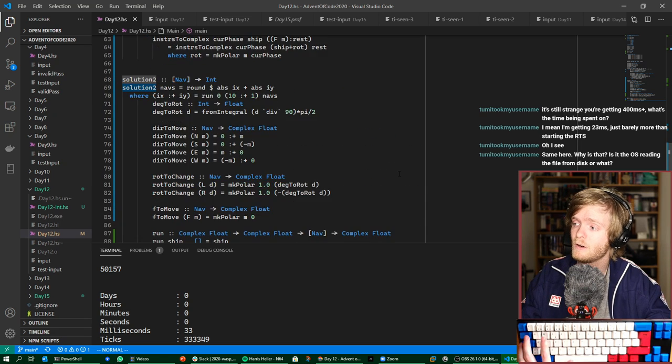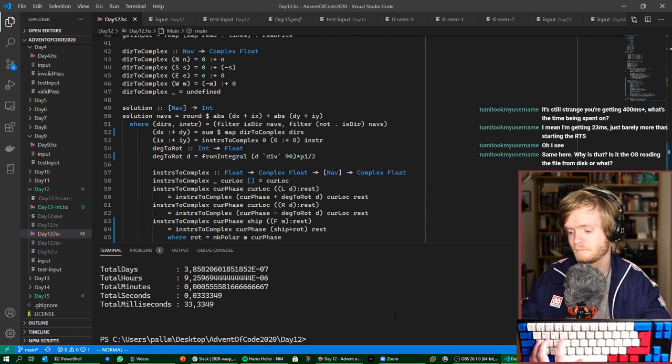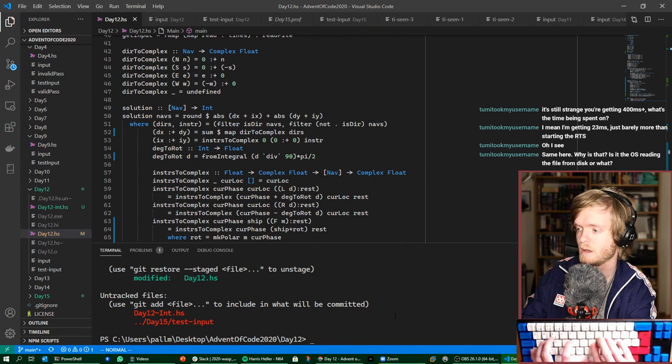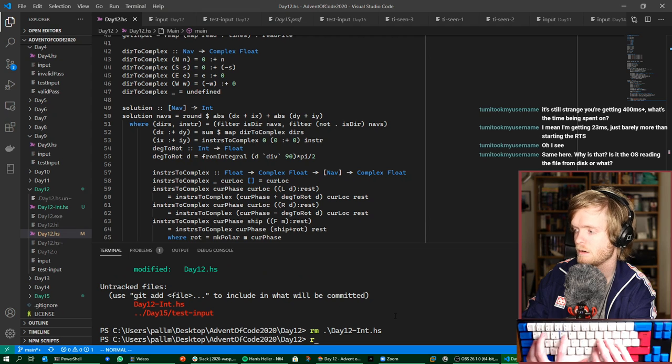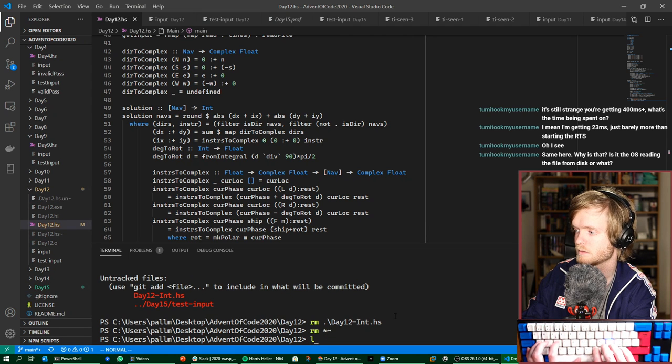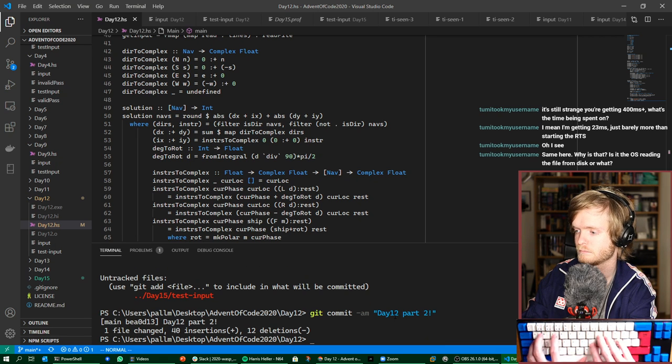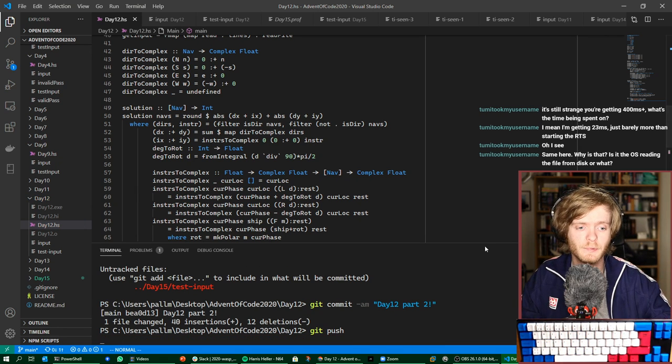All right, so yeah, we did day 12. Git commit. Let's just remove the int solution. I didn't like that. rm day12-int, rm star, and this is because we opened vim. git status, git commit -am, day 12 part 2. Yeah, this is pretty nice.